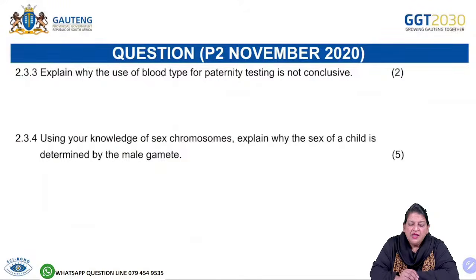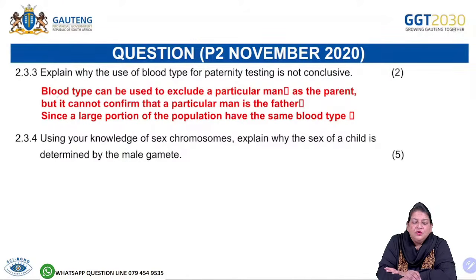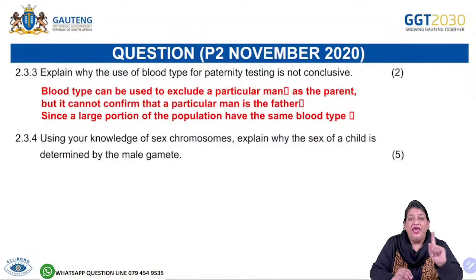Okay. Explain why the use of blood type for paternity testing is not conclusive. We can't just use blood groups to test the parent of a child, because many fathers could be blood group AB. Many fathers could be blood group B or A. So, because many people have the same blood group, we cannot rely solely on blood groups to determine paternity. So it says blood types can only be used to exclude the parent.